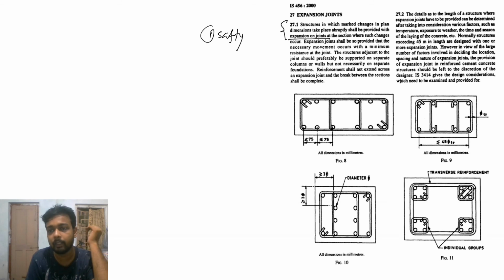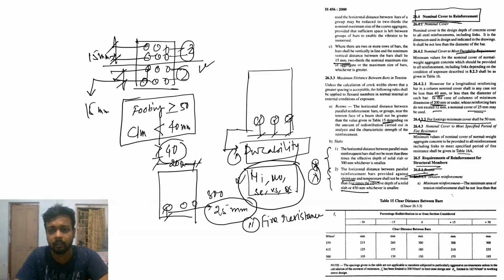Regarding the length of the structure, normally structures exceeding 45 m in length are designed with one or more expansion joints. However, in view of the large number of factors involved in deciding the location, that is the place where the state government asks you the question: 45 m. So yeah, this is all about this video.